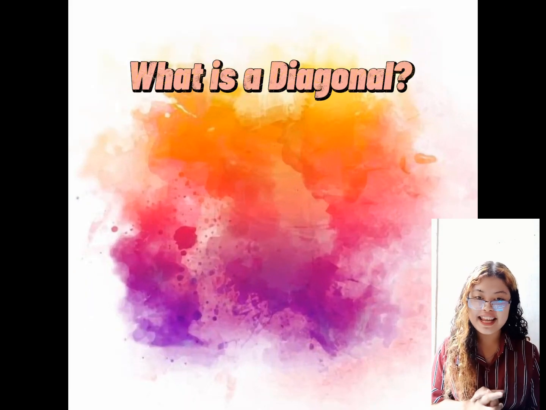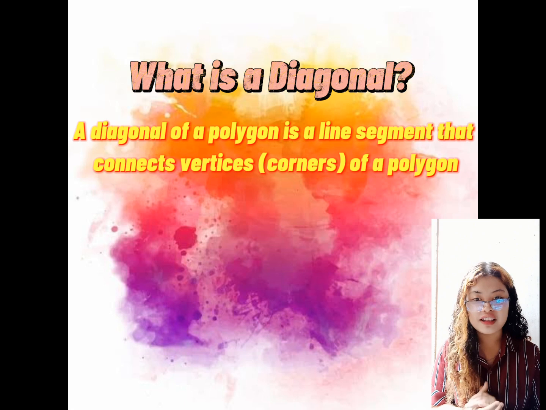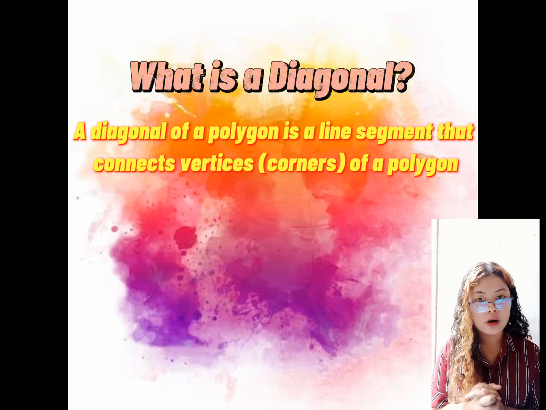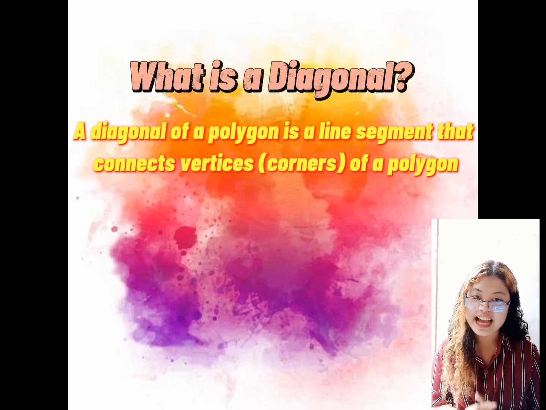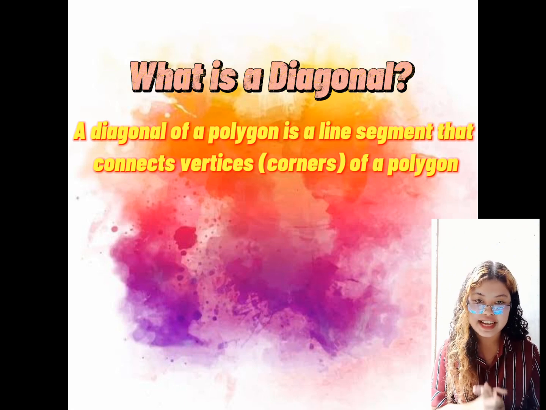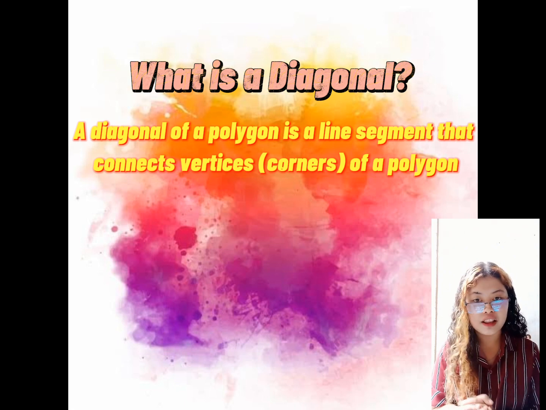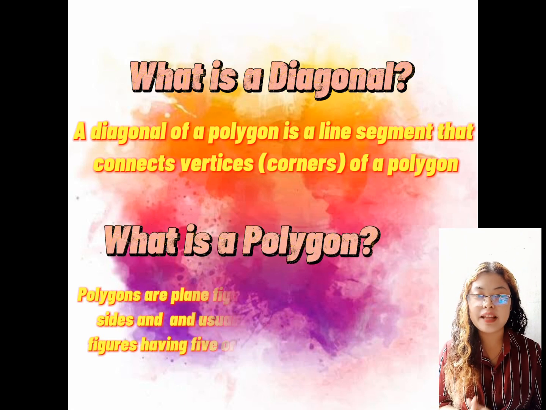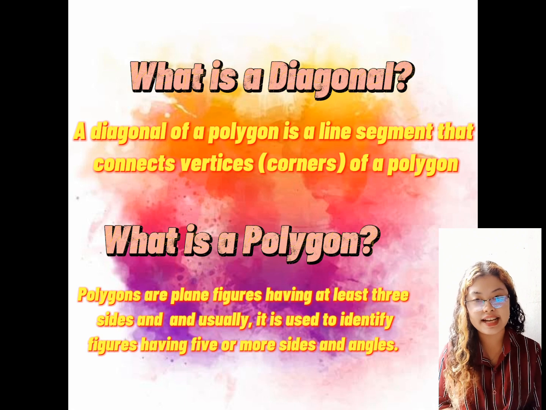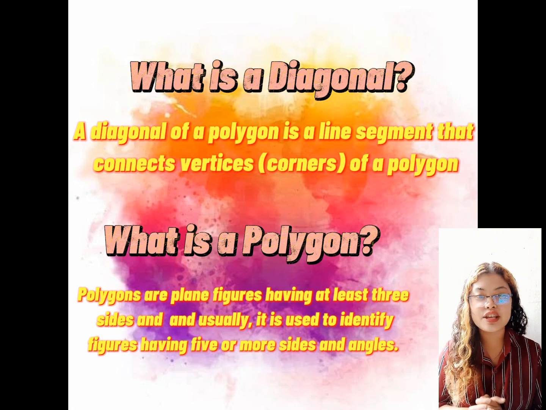So what is a diagonal? A diagonal of a polygon is a line segment that connects the vertices or corners of a polygon, or in other words, it's a straight line connecting the opposite angles of a polygon through its vertex. While polygons are plane figures having at least 3 sides, and usually the term is used to identify figures having 5 or more angles.